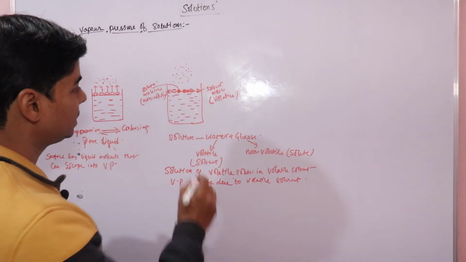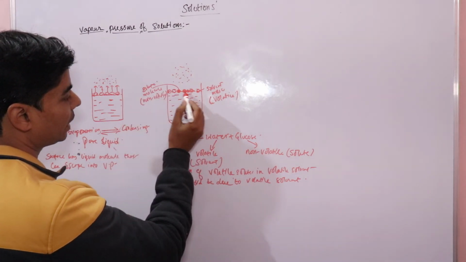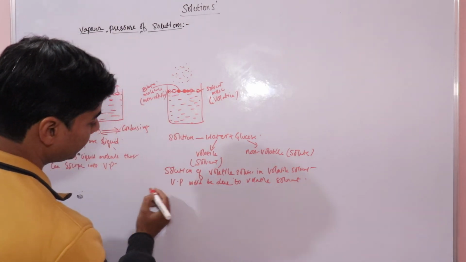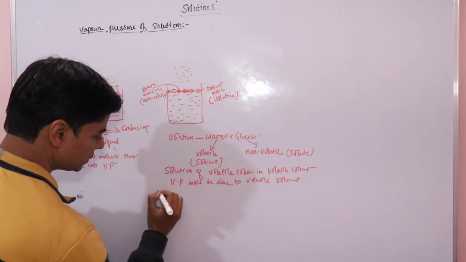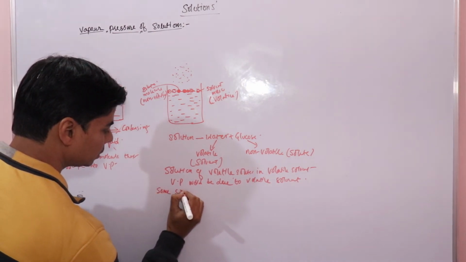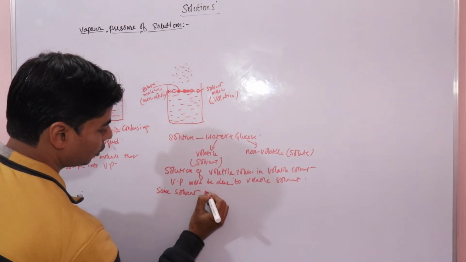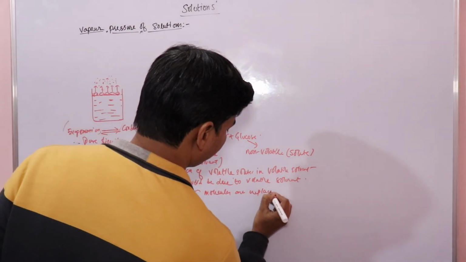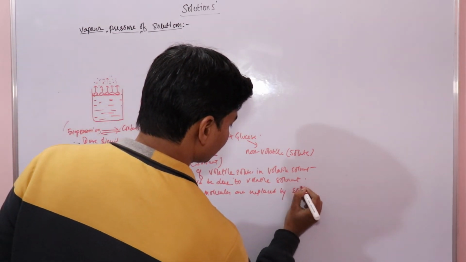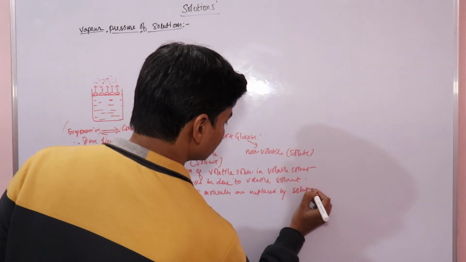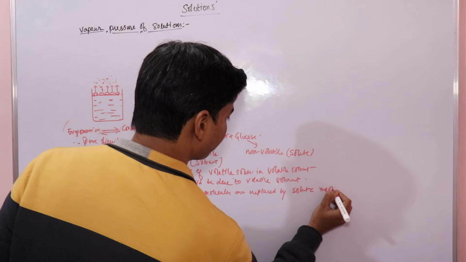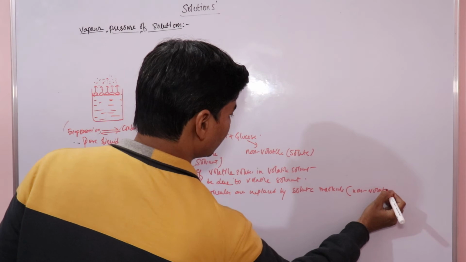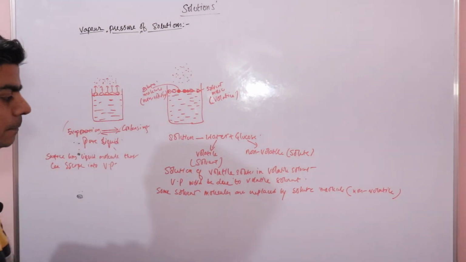Now here I said that some of the solvent molecules are replaced by solute molecules, non-volatile solute molecules. So I write, in this case, some solvent molecules are replaced by solute molecules, which I repeat again, which are non-volatile.